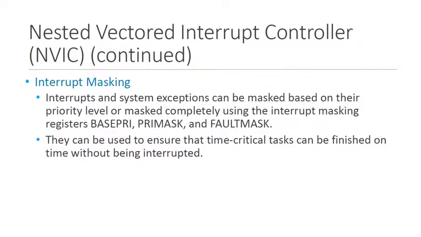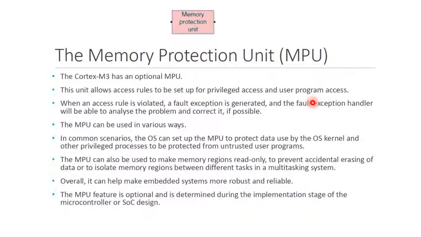Okay. So then we have memory protection unit. As I told earlier, it is one of the very unique features of ARM. The Cortex M3 has an optional memory protection unit. It is an optional unit. Okay, but what is the use of that? This unit allows access rules to be set up for privileged access and user program access.